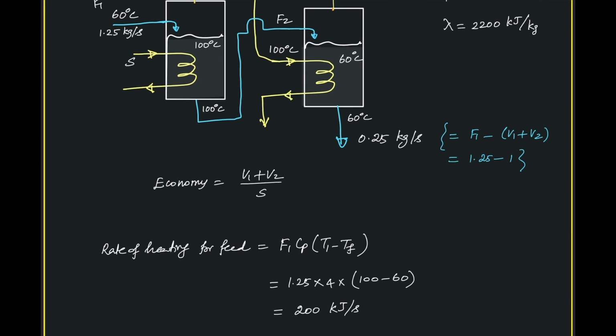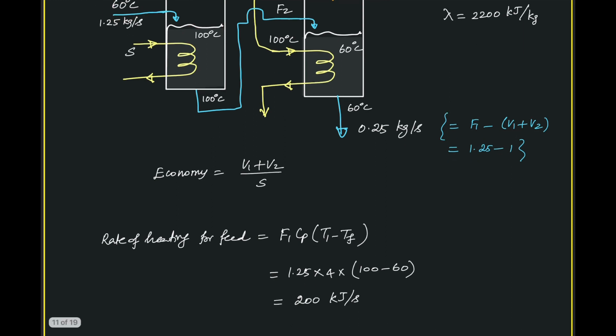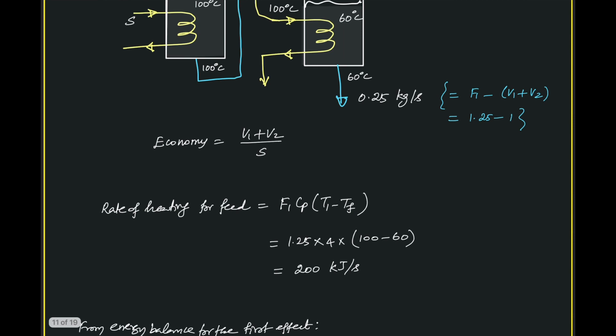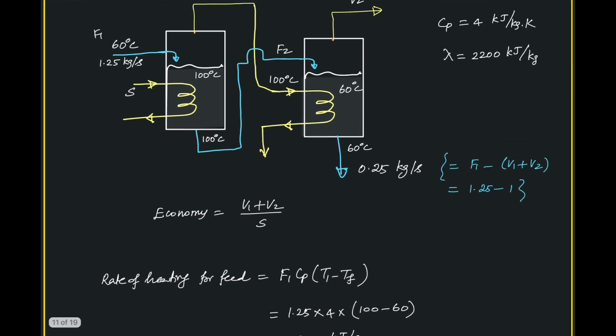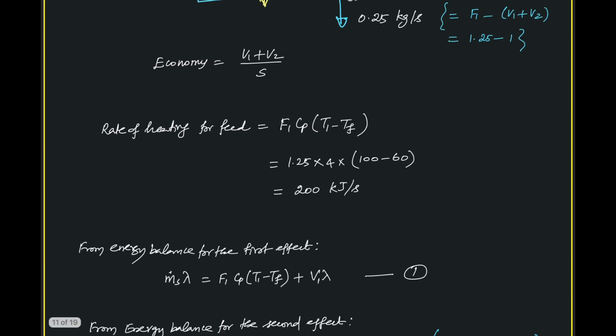So we need to supply energy of 200 kilojoule for heating a feed of 1.25 kg per second. And this feed is at 60 degrees Celsius, that is to be raised to the boiling point of 100 degrees Celsius. So for raising the feed from 60 to 100, we need this much energy. And additionally, we need to generate a vapor of the flow rate V1. So for that, what is the energy?